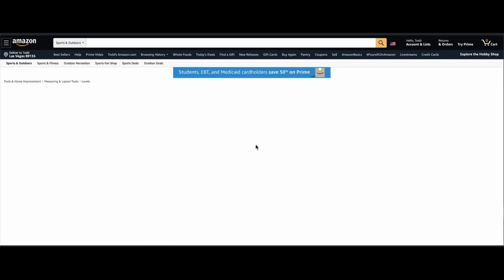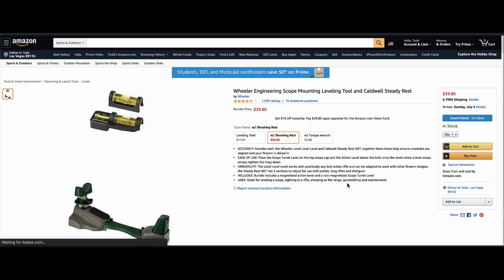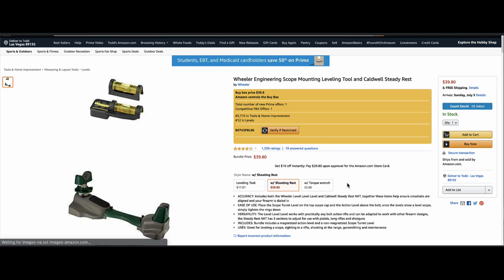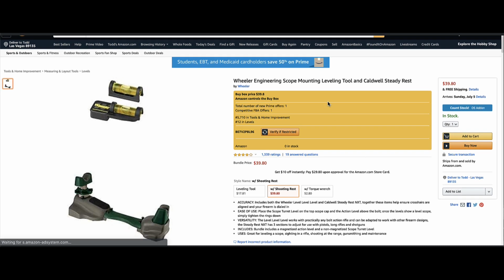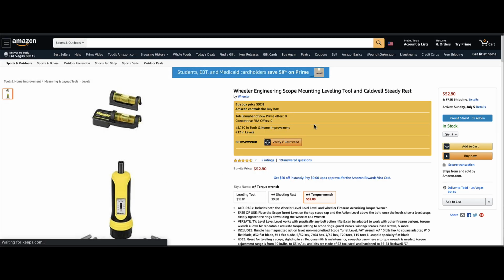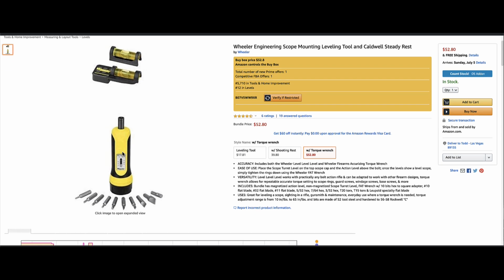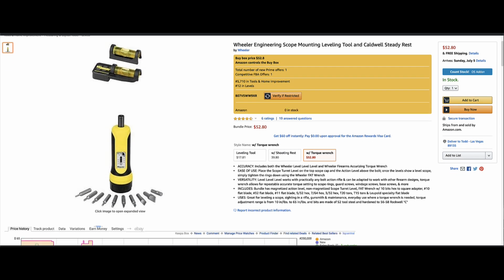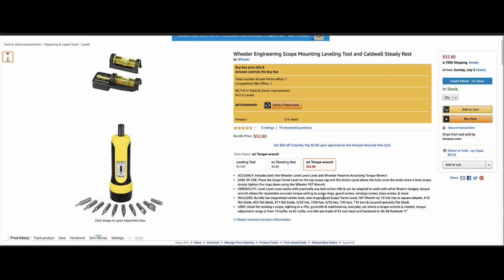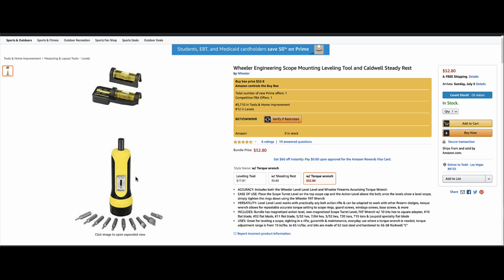All right, let's look at the first one, which I think is the wrong one. Might have been probably the one you're looking at. You're selling for $52. Well, this one's actually selling for $39.80. So this one, you're getting a leveling tool, which is probably this, and a rest, okay? Whereas on the other one, you're just getting, I believe, the leveling tool. Nope, the titles are the same. Okay, this is the one you were looking at. This one comes with a torque wrench, okay? So the scope mounting tool and Caldwell steady rest.